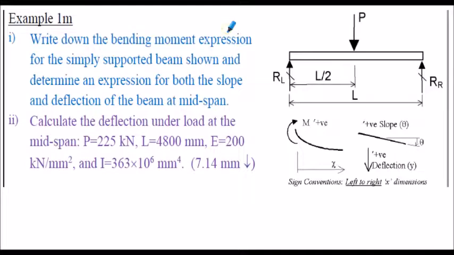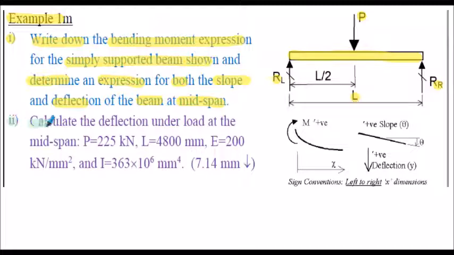Let's review an example of Macaulay's method. So example 1 here. In part 1, we're asked to write down the bending moment expression for the simply supported beam that's shown. Here's our simply supported beam. Spans length L, has a point load applied in the middle, and it's reacted at either end. We've got to determine the expression for both the slope and deflection of the beam at its midspan.